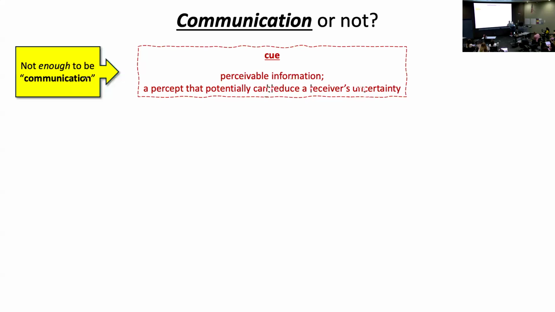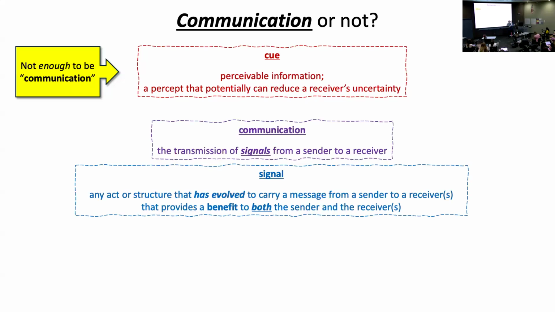But there's something that is not quite there yet for us to call it communication in a formal way. In order to call it communication in the way we talk about it in animal behavior, we have to talk about the transmission of signals from sender to receiver. So what's a signal? A signal is any act or structure, and I'll show you what I mean by act or structure in a second, that has evolved to carry a message from sender to receiver. And this is a really important thing: it provides a benefit to both, not just one. So if a cue is informative about a sender, but that sender doesn't receive a benefit from a receiver acting on it, we wouldn't refer to that as a signal or as communication. We refer to that as exploitation of the cue by the receiver.